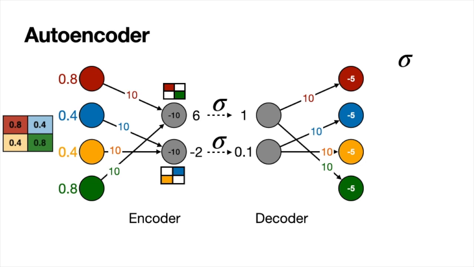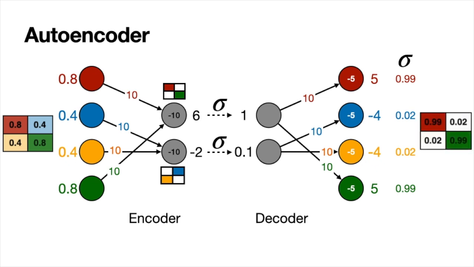Finally, we pass them through the decoder. Notice that 1 times 10 minus 5 is 5, so the first and last scores are 5, and 0.1 times 10 minus 5 is minus 4, so these are the two middle scores. Finally, we apply the sigmoid function to get the intensities 0.99, 0.02, 0.02, and 0.99, which gives us this image over here. Notice how the autoencoder turned the image into one where the colors are close to 0 or close to 1 as intended.